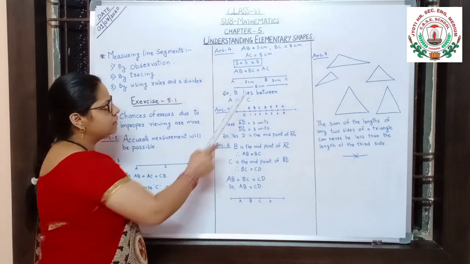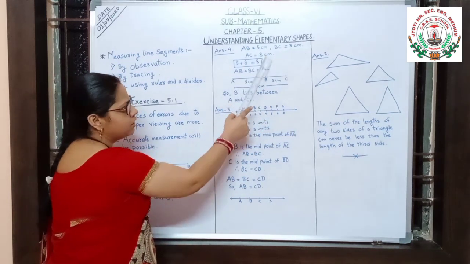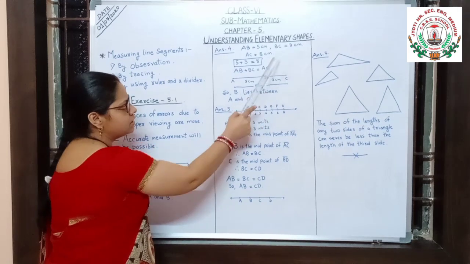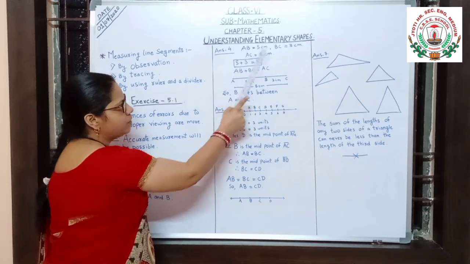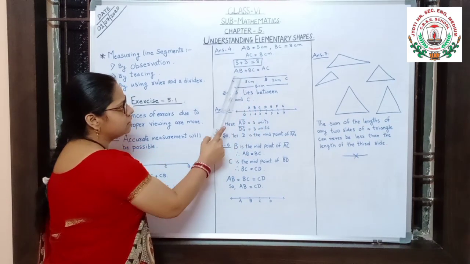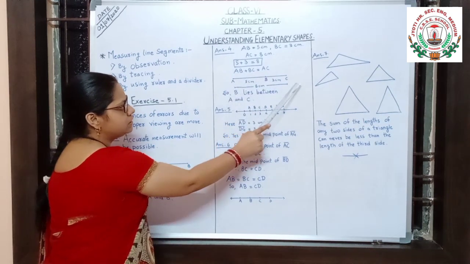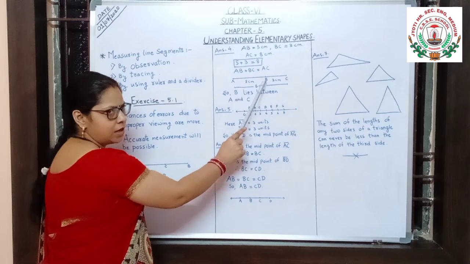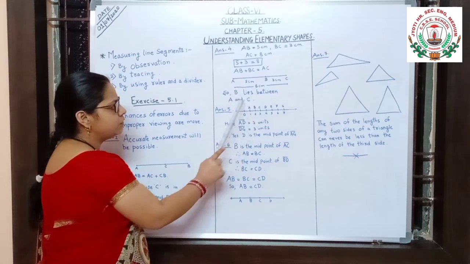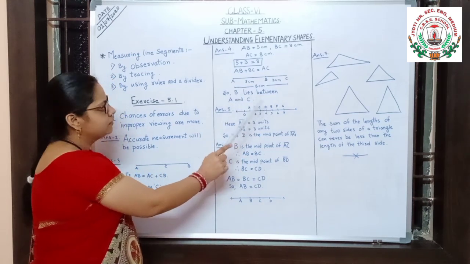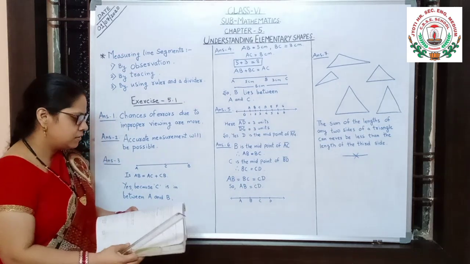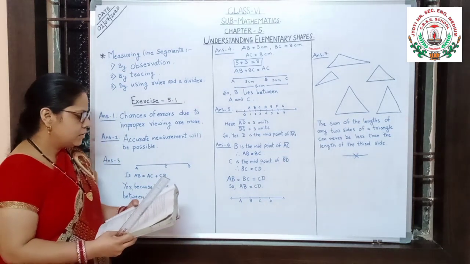How did we get that? The sum of 2 will give you the third. 5 plus 3 is equal to 8. That is AB plus BC is equal to AC. That is, B is coming in between. So B lies between A and C. So this is completed. Fifth one.